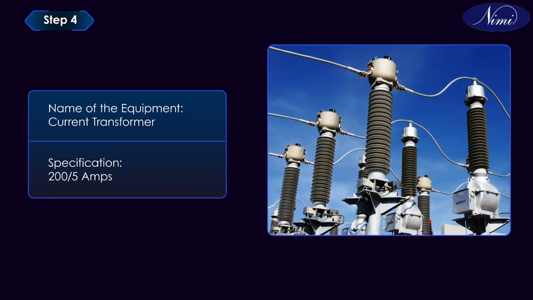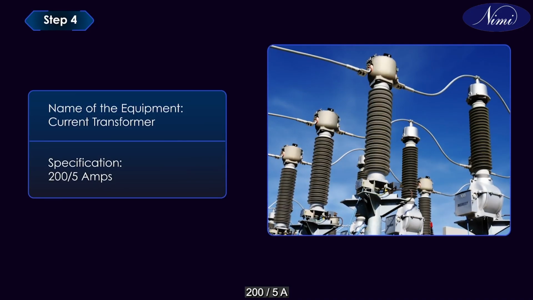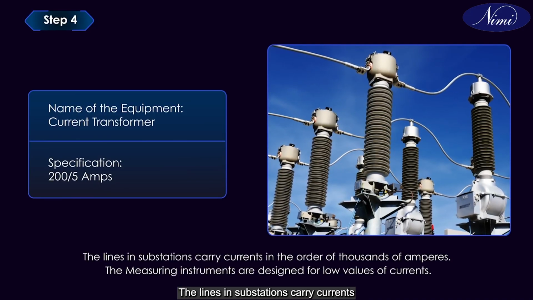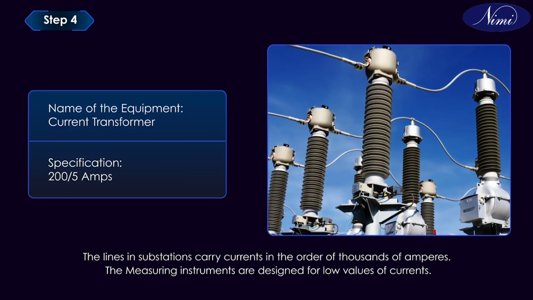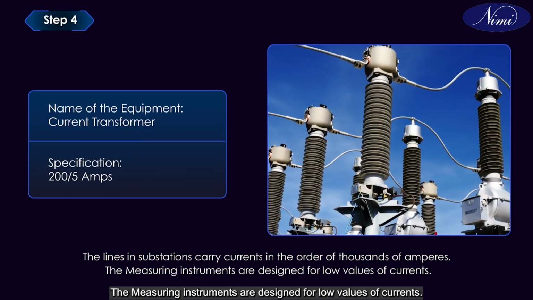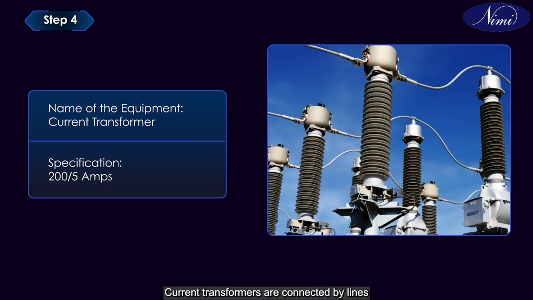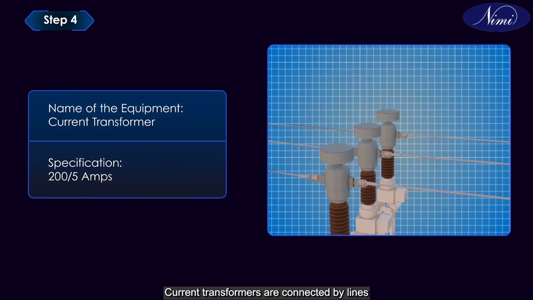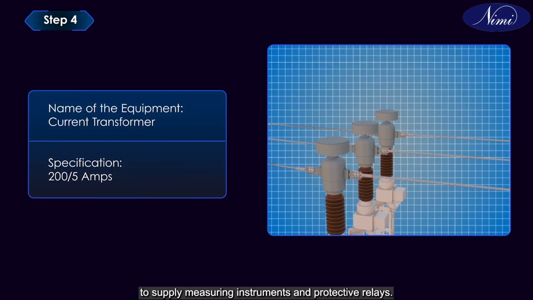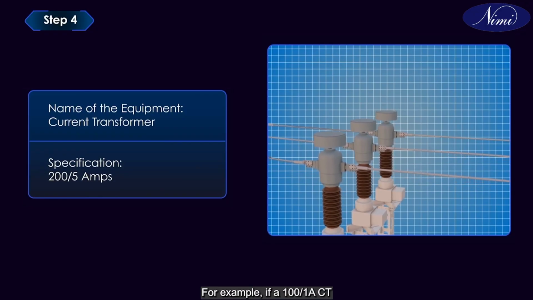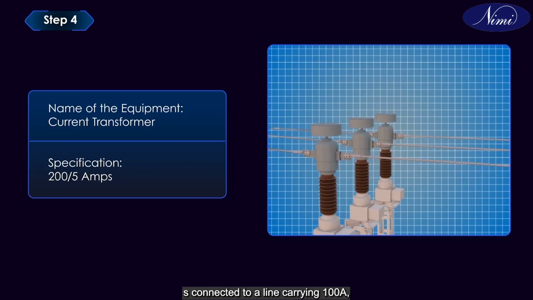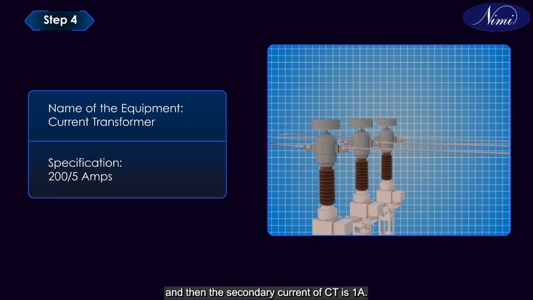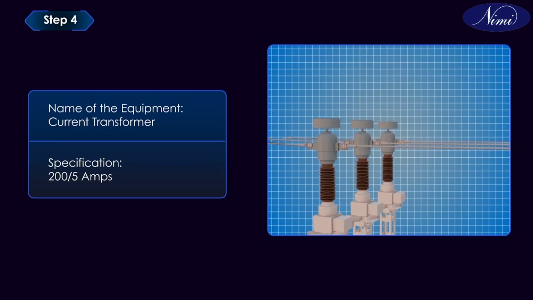Current transformer, 200/5 ampere. The lines in substations carry currents in the order of thousands of amperes. The measuring instruments are designed for low values of currents. Current transformers are connected to lines to supply measuring instruments and protective relays. For example, if a 100/1 ampere CT is connected to a line carrying 100 amperes, then the secondary current of the CT is 1 ampere.